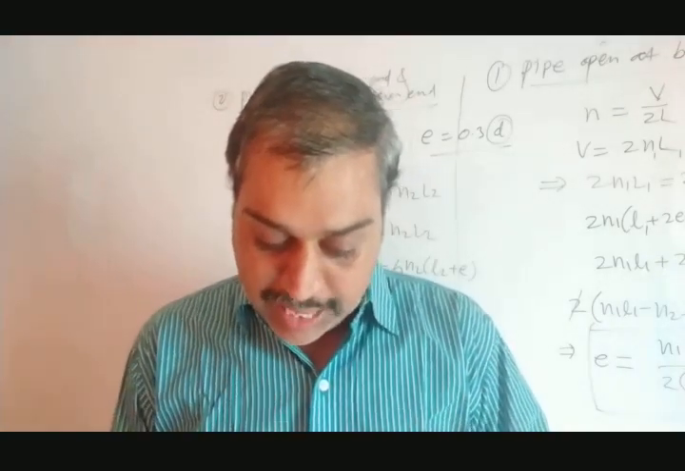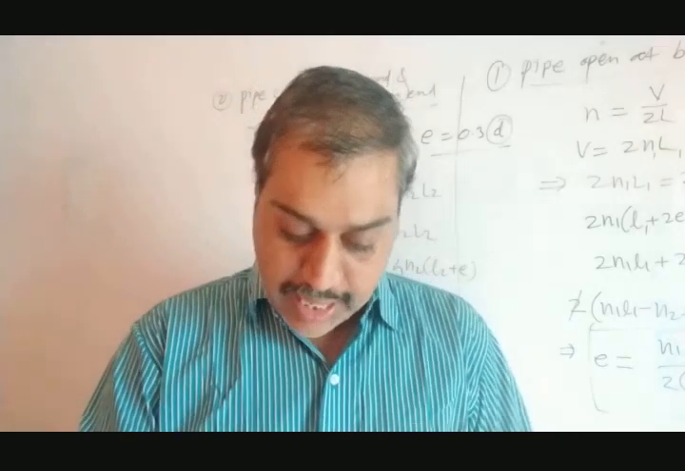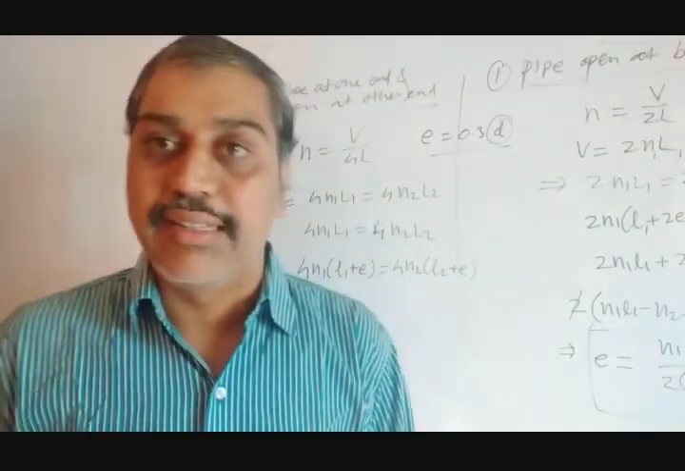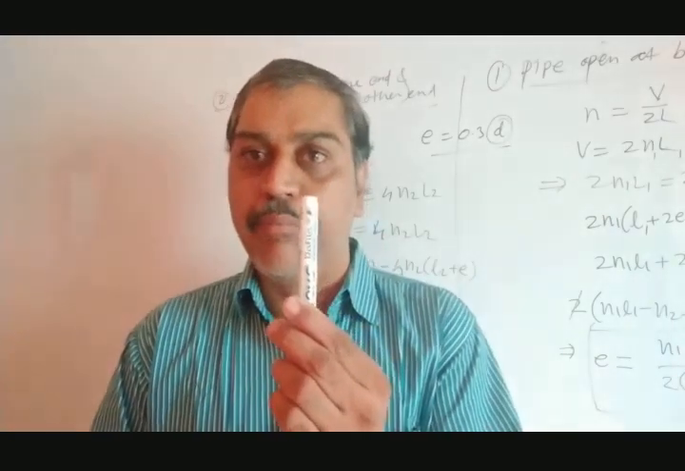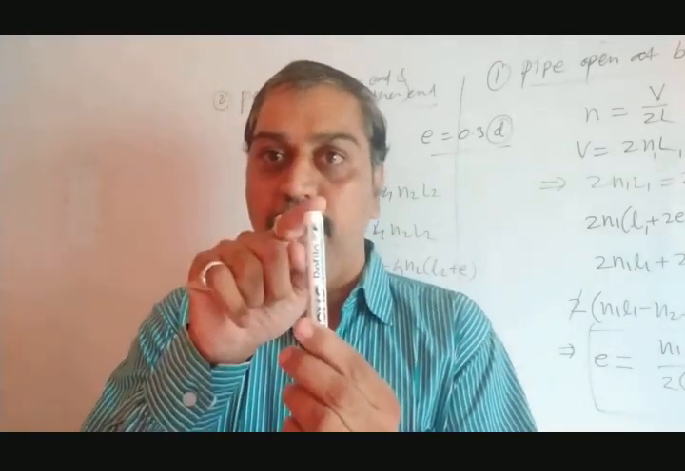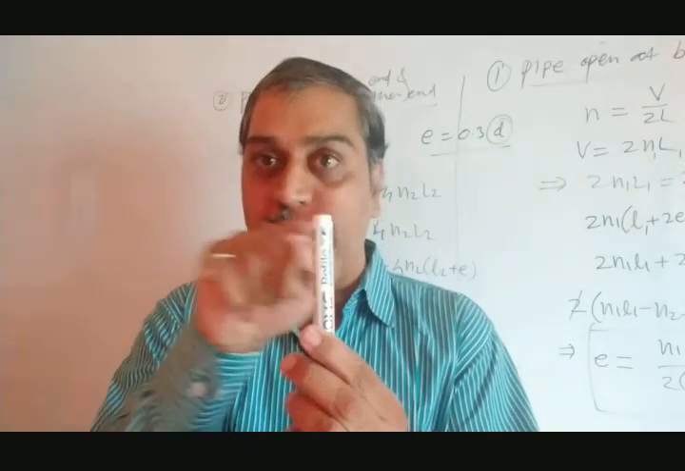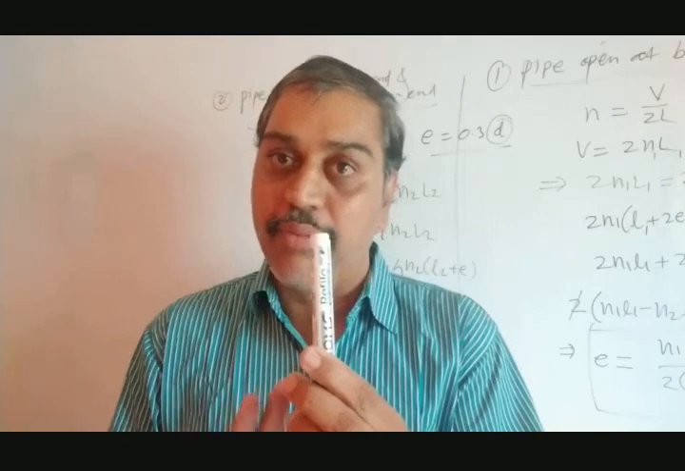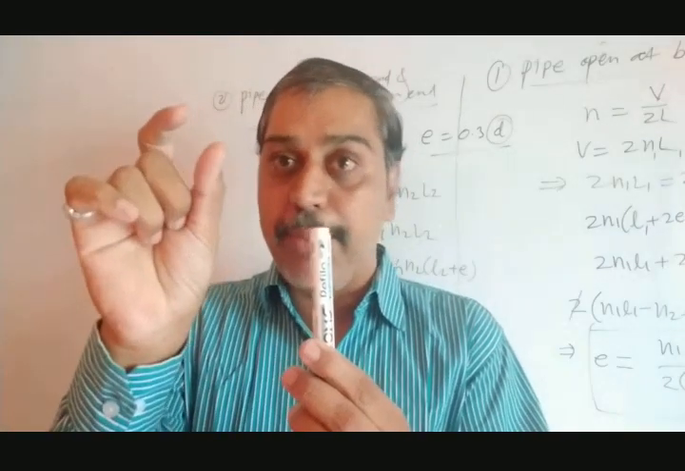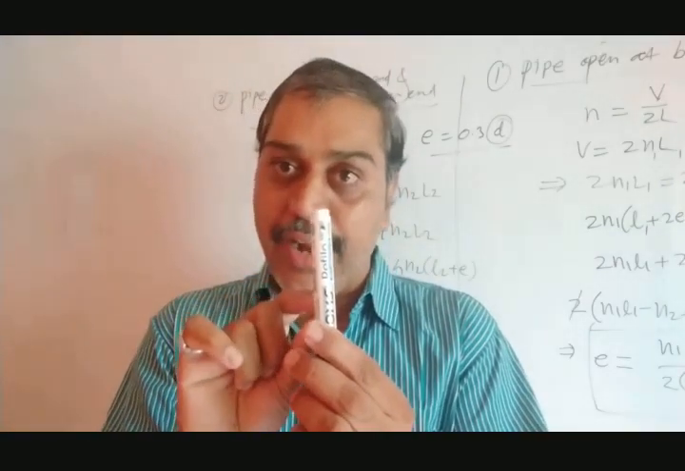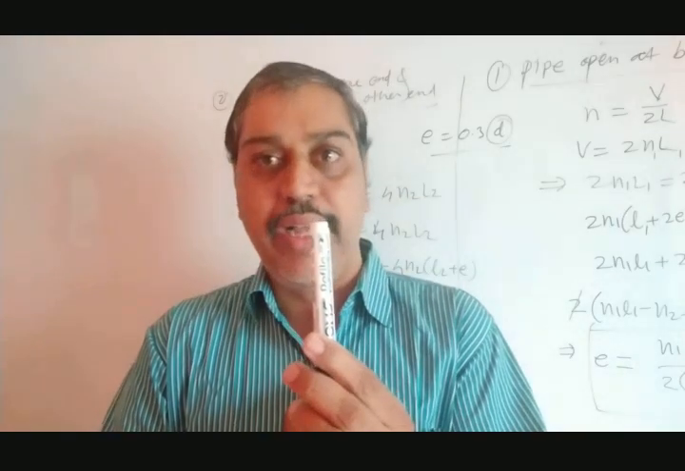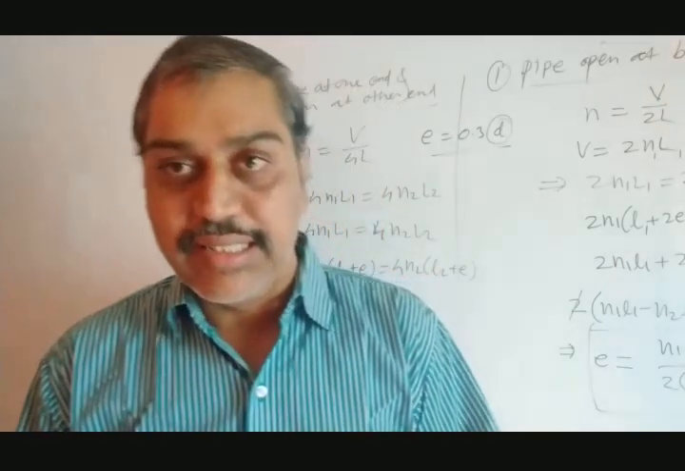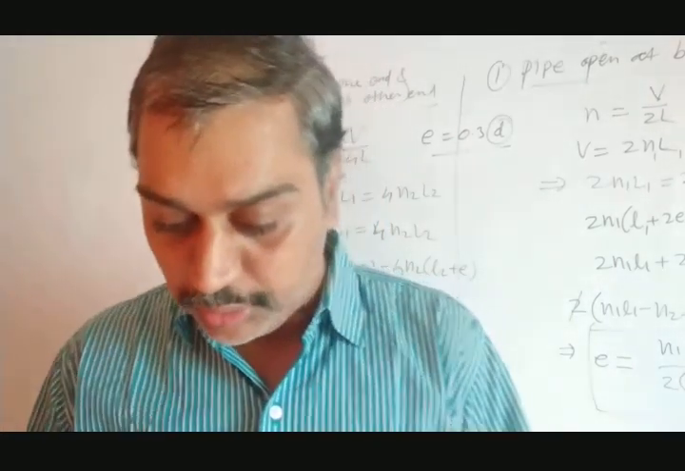It may be noted that the effect of flow of air and the effect of temperature of air outside the tube have been neglected. See, suppose this is a uniform pipe. Outside, air is flowing. So that flow of air we have neglected. Apart from this, outside the pipe the temperature may differ a little bit from inside the pipe. So that temperature difference also we have neglected while calculating this end correction. I hope you got this.